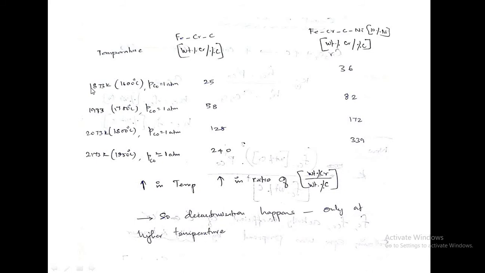Looking at the partial pressure of carbon monoxide and the temperature, everything increases. So with increasing temperature the ratio is increasing, okay? So decarbonization happens when we go to high temperature, whether nickel is present or absent. At higher temperature the value of carbon is decreasing.